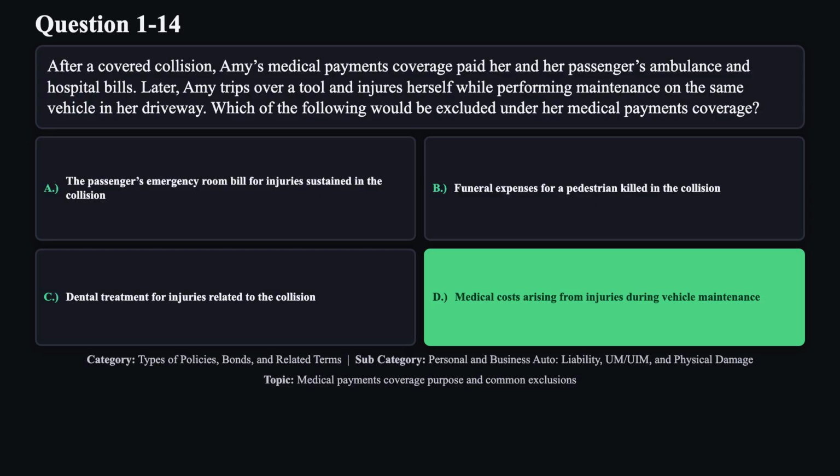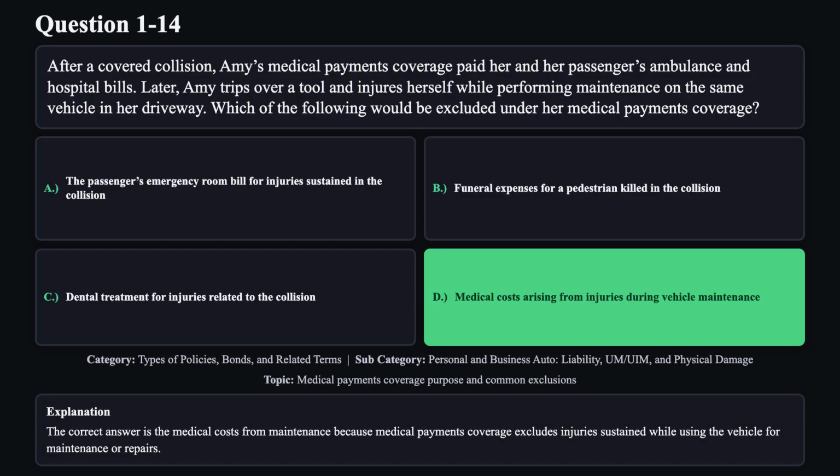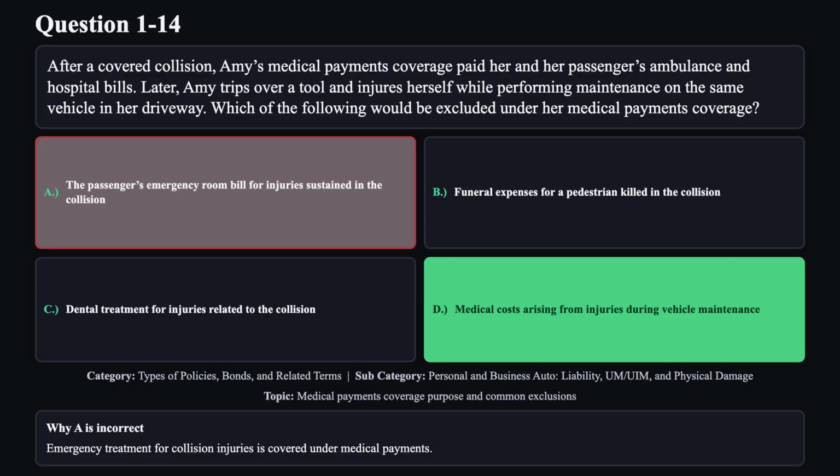The correct answer is D. The correct answer is the medical costs from maintenance because medical payments coverage excludes injuries sustained while using the vehicle for maintenance or repairs. Reason A is not correct. Emergency treatment for collision injuries is covered under medical payments.